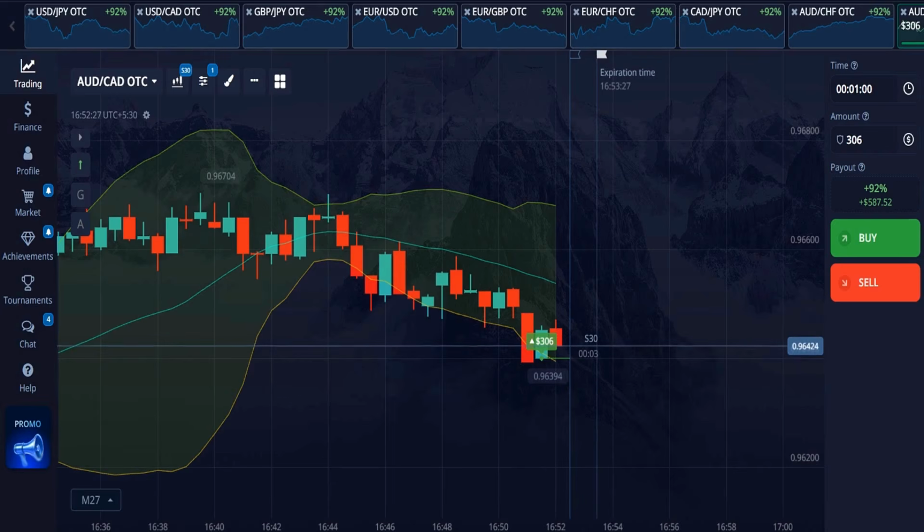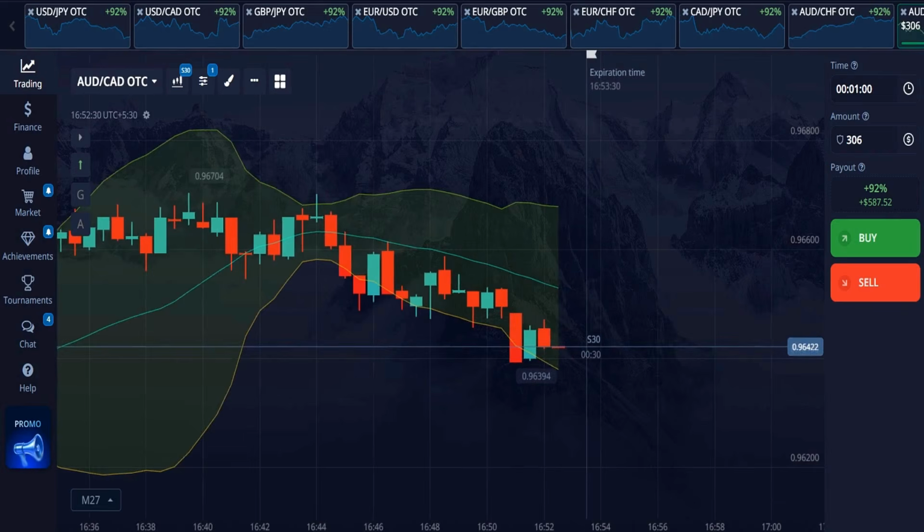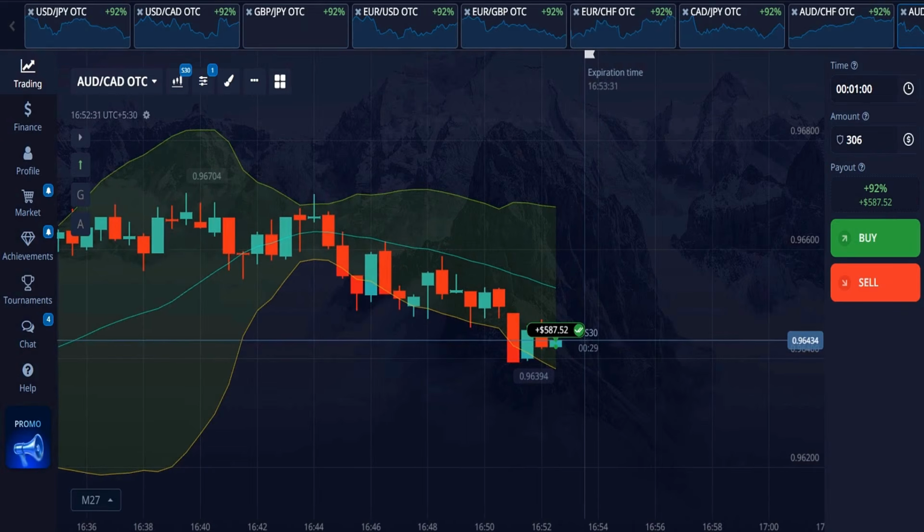You'll notice the candle gradually rising above the previous close. This is a strong signal that our reversal setup is working. And there it is. Trade closed in profit.